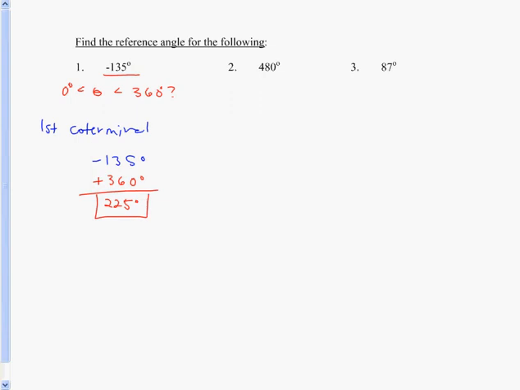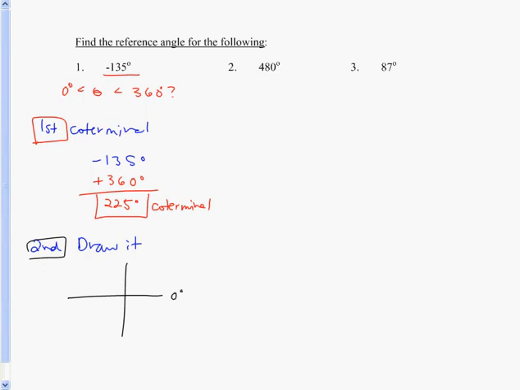Is this angle between 0 and 360? Yes. So this is my coterminal angle, that's in the right zone. That was step number 1. Step number 2, draw it. That is my recommendation. Draw it.